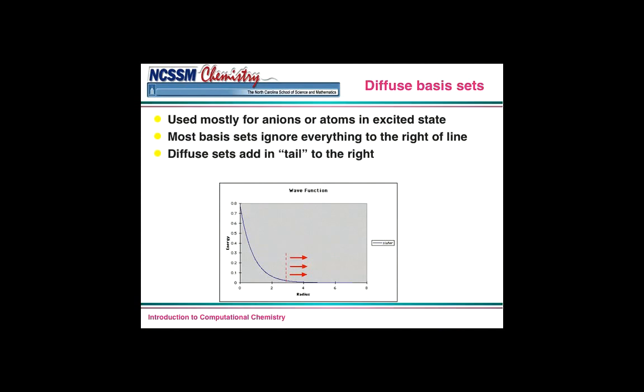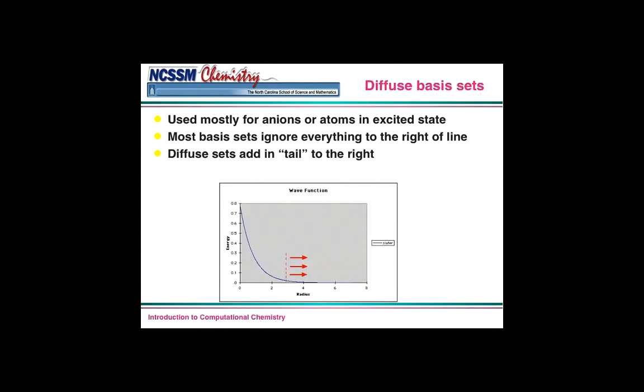And what we're doing with diffuse basis sets is we're adding in the tail on the right-hand side. And we're doing this because we don't want to lose any precision when we're talking about anions or atoms in the excited state, because many of the most interesting parts of anions or atoms in the excited state actually happen in that little tail section of the basis set. So we want to make sure we capture that.